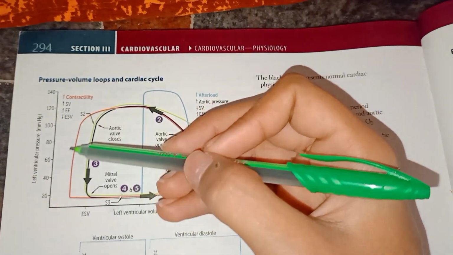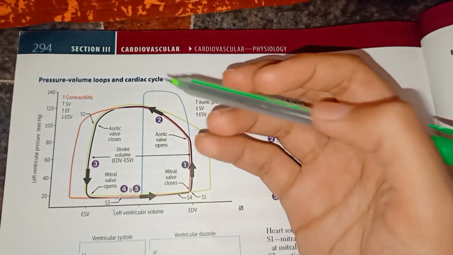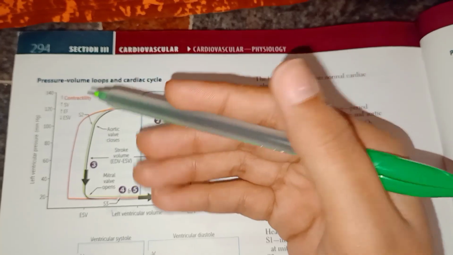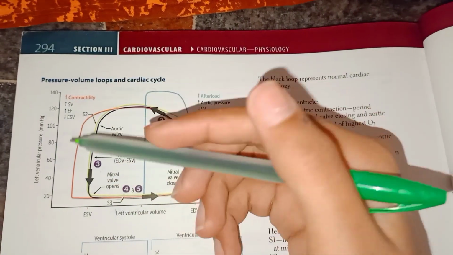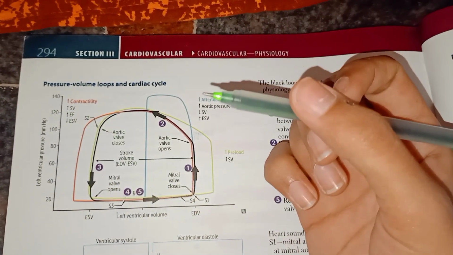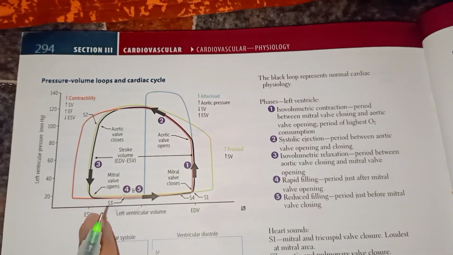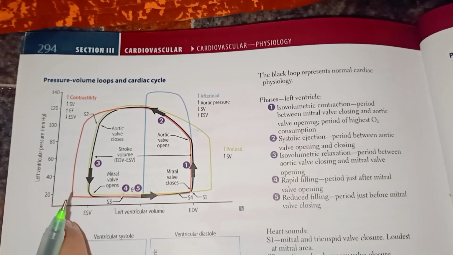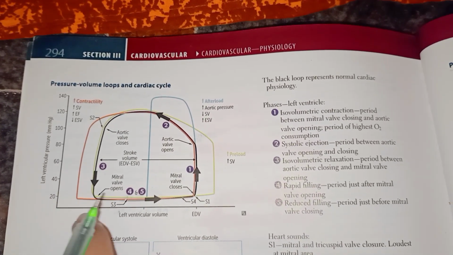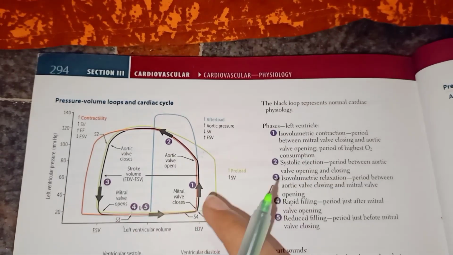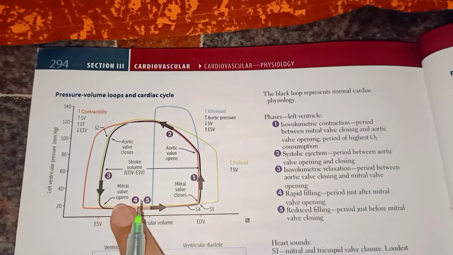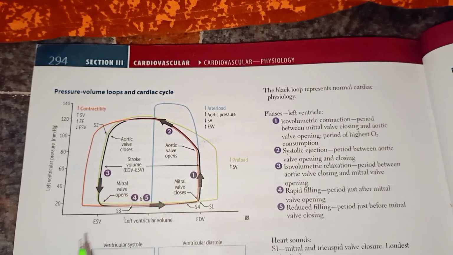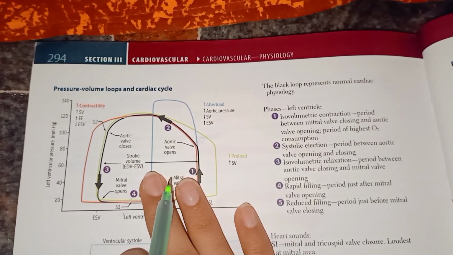Next, the orange color represents contractility. If there is more contractility, there will be more stroke volume. If there is more stroke volume, there will be more ejection fraction. More ejection fraction means a decrease in end systolic volume. You can see this orange color is moving away from the end systolic volume, so it is decreased on this side. If something is moving in the graph towards the left side of the end systolic volume, it is decreasing. If something is moving to the right side of the end systolic volume, it is increasing. We need to remember that for pressure volume loops.